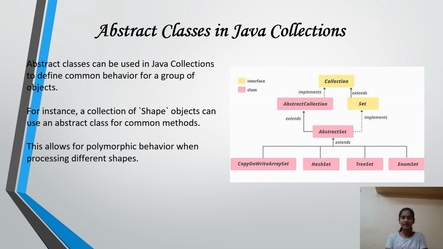Abstract classes in the Java collection. Abstract classes can be used in the Java collection to define a common behavior for a group of objects. For instance, a collection of shape objects can use an abstract class for the common methods. This allows for polymorphic behavior when processing different shapes.